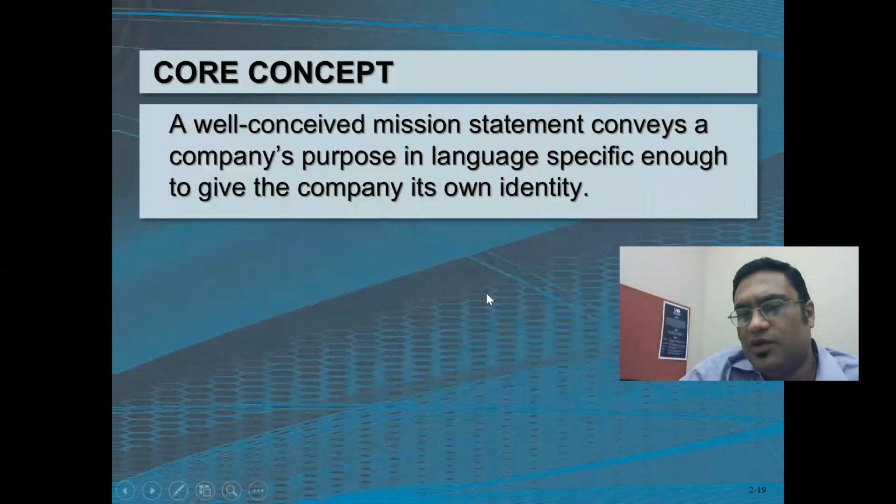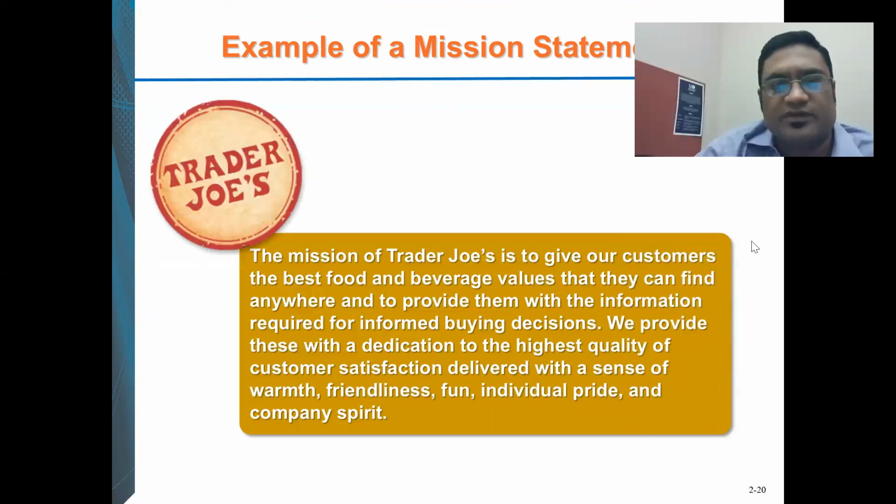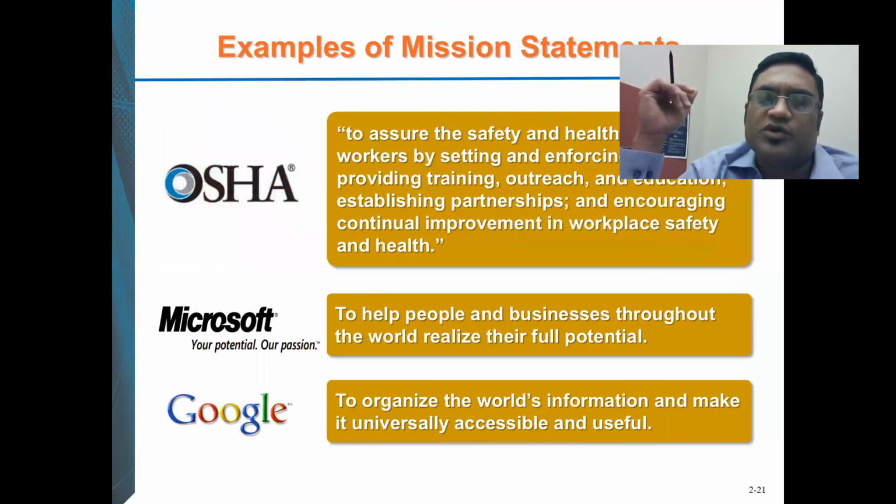And now, you could pick vision or mission as the core concepts. That's fine too. And as I had earlier said, you want to explain it in your own words as well as give examples. So this is an example of another mission statement, a few more mission statements.